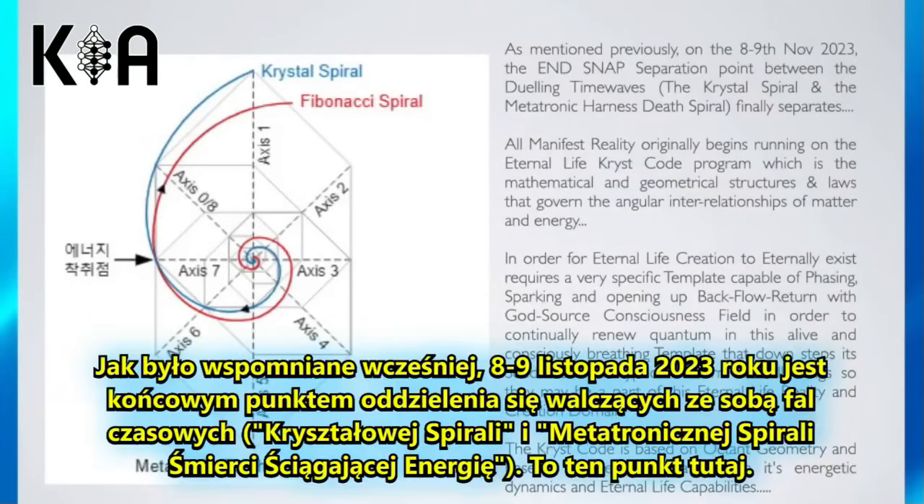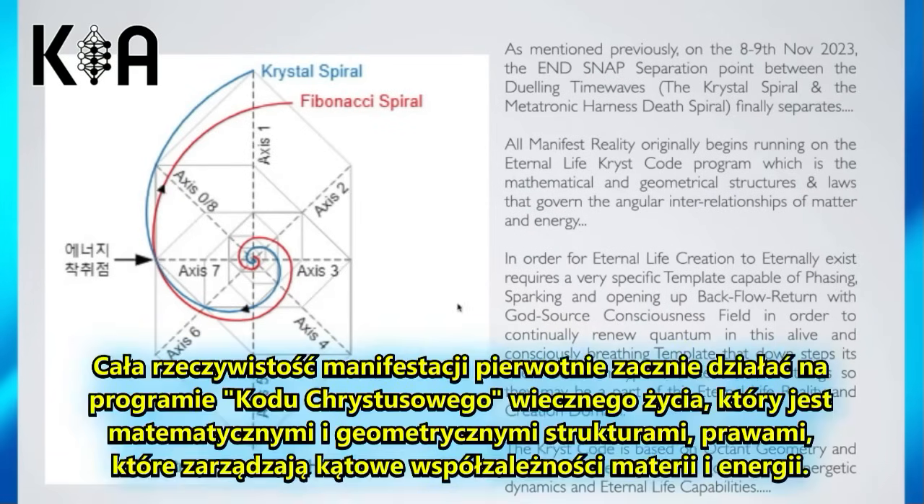Okay, as mentioned previously, on the 8th and 9th of November 2023, the end snap separation point between the dueling time waves, the crystal spiral, and the Metatronic harness death spiral finally separates, which is this point here. All manifest reality originally begins running on the eternal life Christ code program, which is the mathematical and geometrical structures and laws that govern the angular interrelationships of matter and energy.